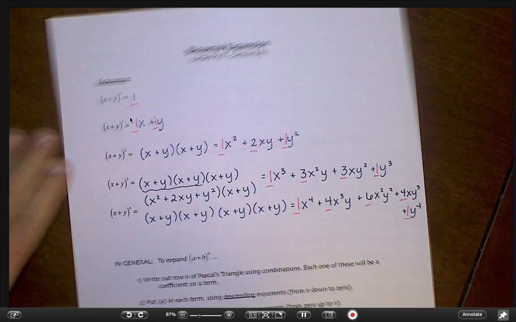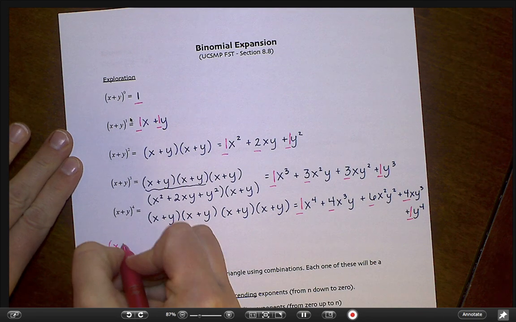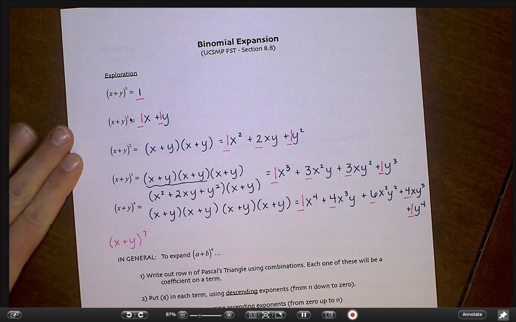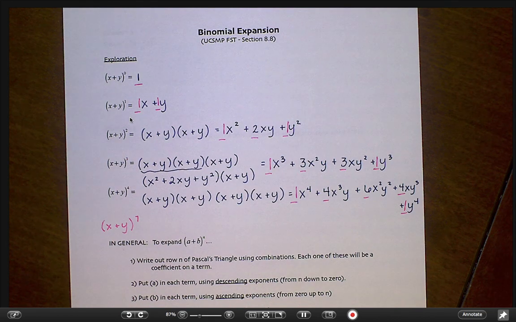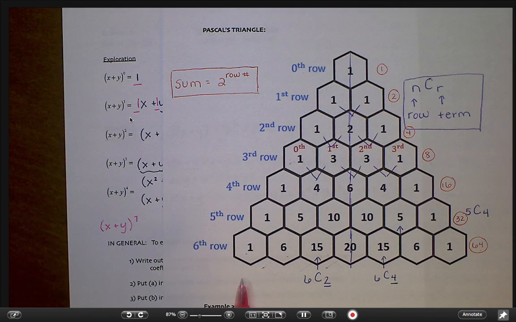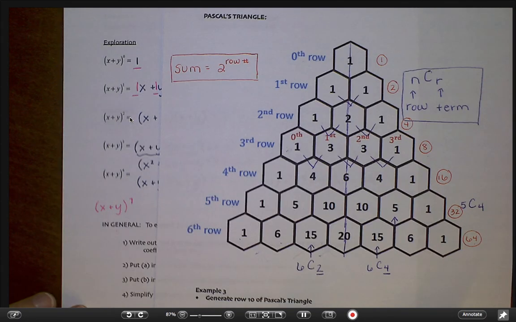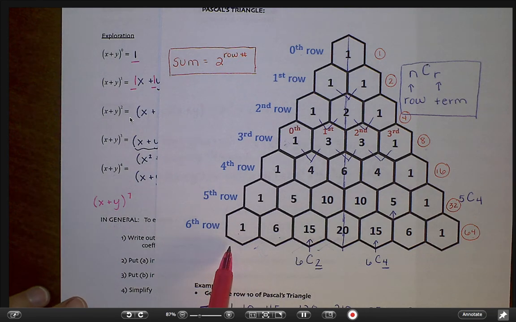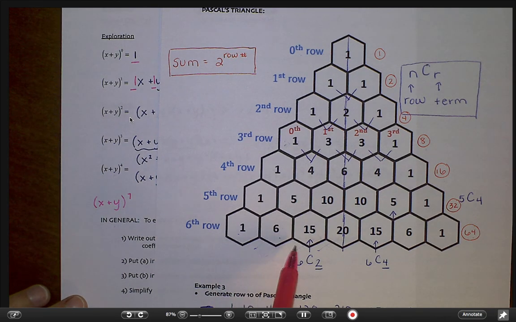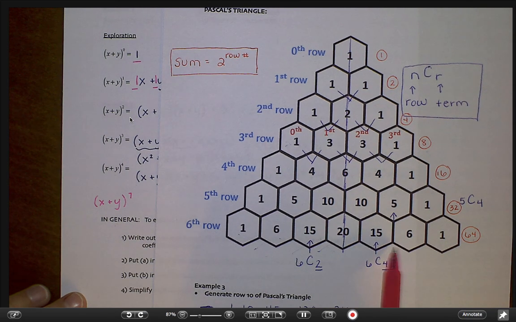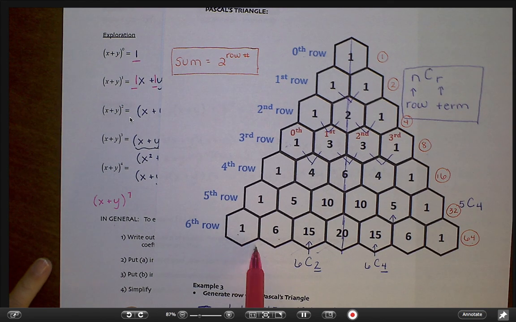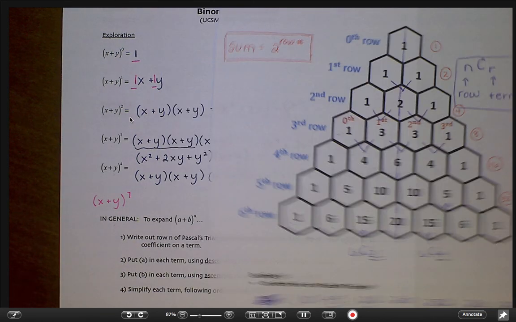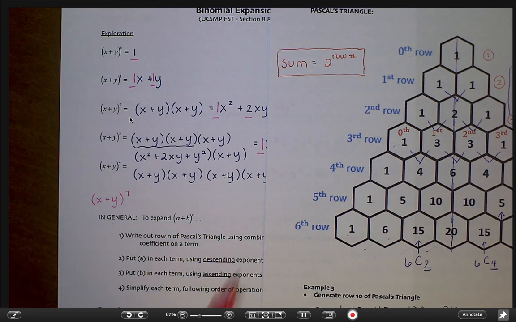So if I asked you to do x plus y to the 7th power, you could write out x plus y 7 times like this and do a ton of FOIL. That would be like a full page worth of FOILing there. Or you could generate the 7th row of Pascal's triangle, which actually isn't on my diagram here. But it would be, I don't know, 1, 7, 21, 35, 35, 21, 7, and 1. Remember Pascal's triangle, you add the 2 above together to get the next term. So that's where that's coming from. So I could generate my coefficients that way.